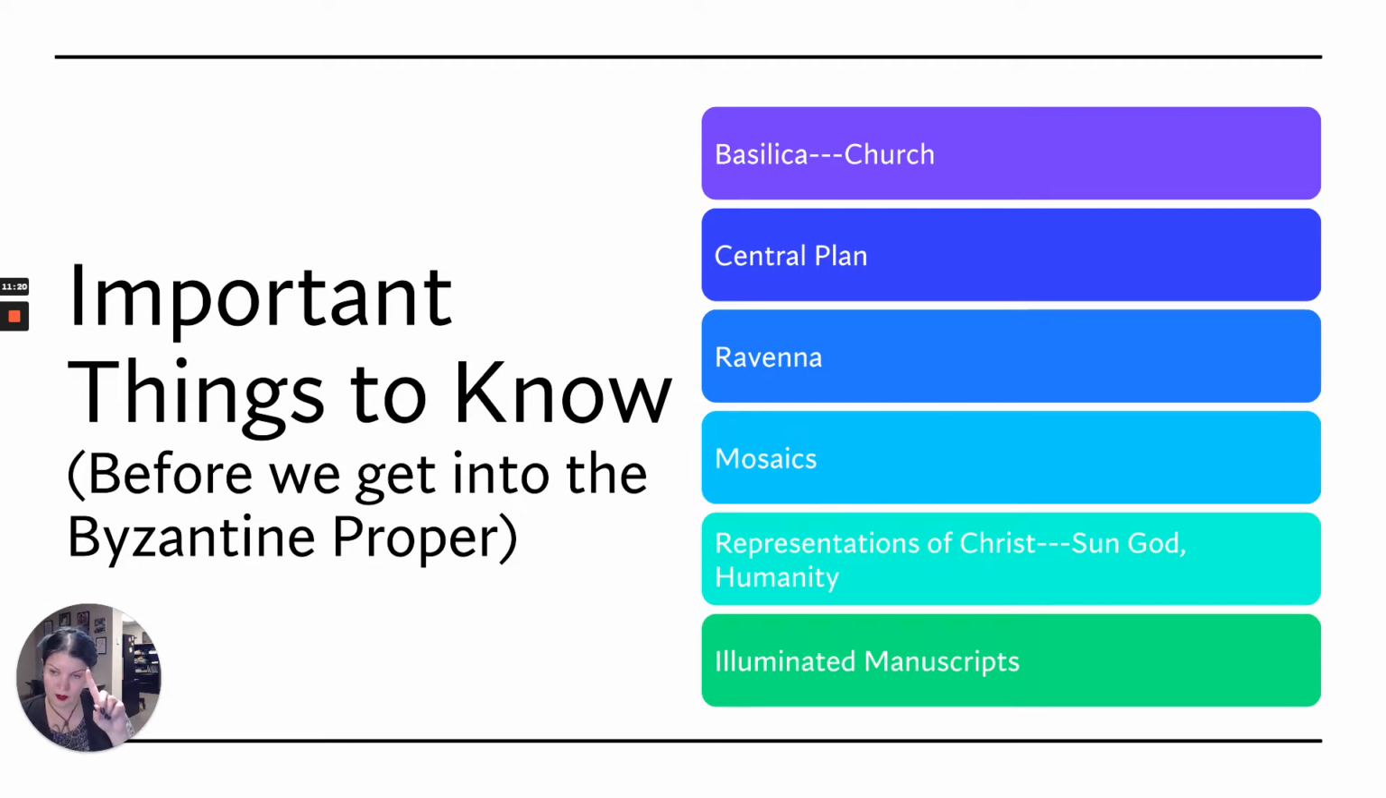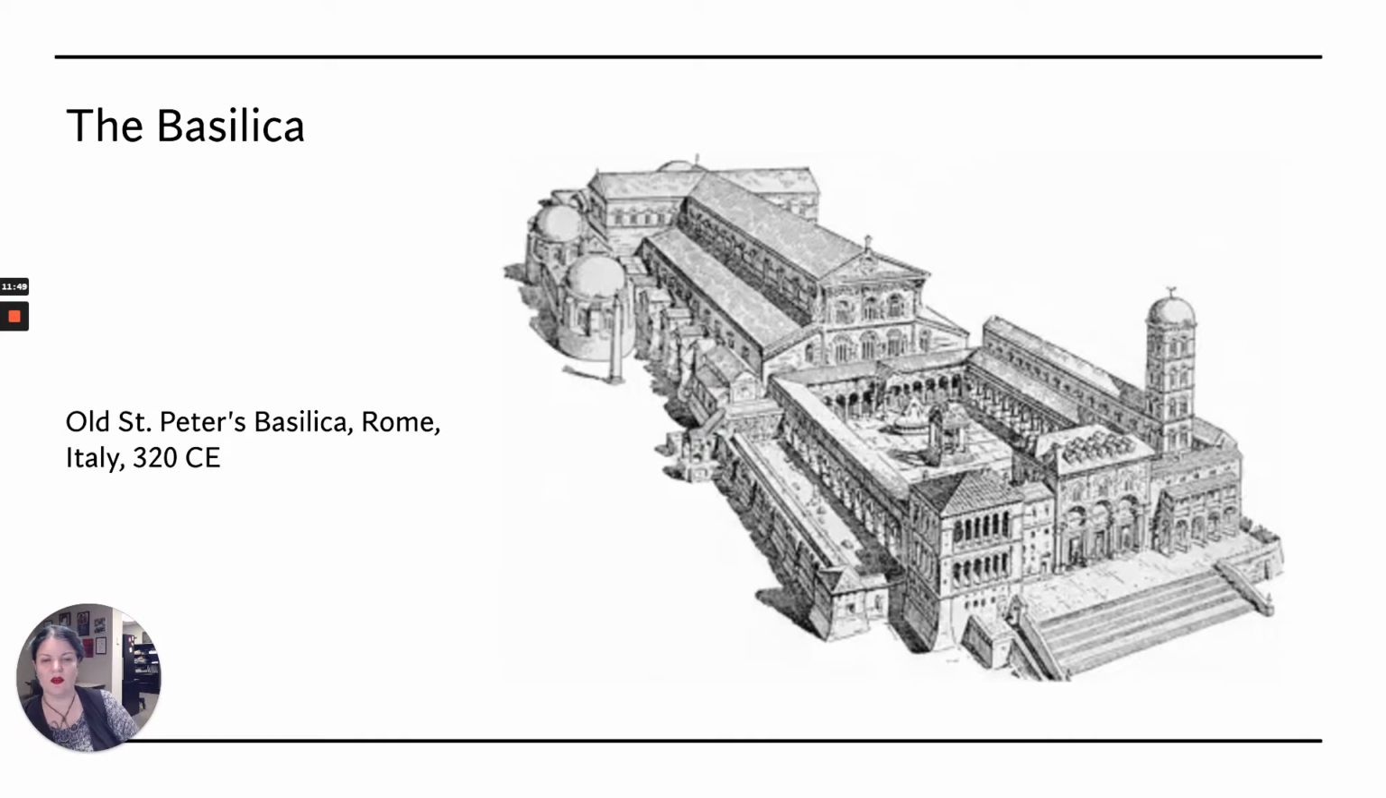Okay, so these are important things that I want us to talk about. The Basilica becoming an architectural plan for churches instead of administrative buildings, the central plan church, what's going on in Ravenna when the capital of the Western Roman Empire is moved to Ravenna, mosaics in general, their process, how they're used, why they're important in this era, the way Christ is represented, kind of the iconography of Christ in the early days of the religion, and then illuminated manuscripts. So these are kind of 6 things that really set the ball rolling and get us into what we know as Byzantium.